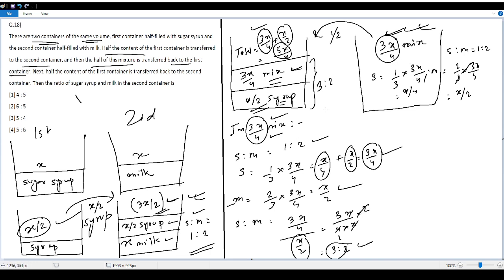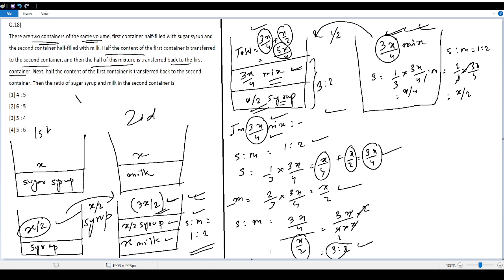Okay, now in this first container I found out what is the total amount of sugar. So x/4 plus x/2, that is 3x/4. And what is the amount of milk? x/2. So what is the syrup to milk ratio? That is 3:2. Did you understand? Yes sir.